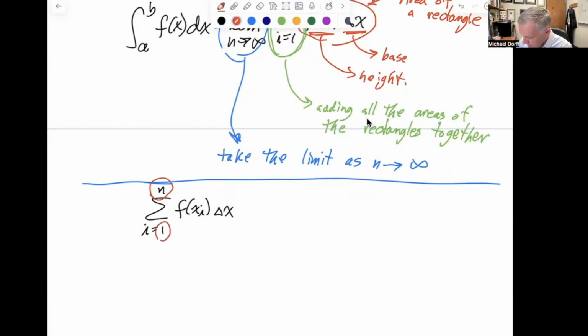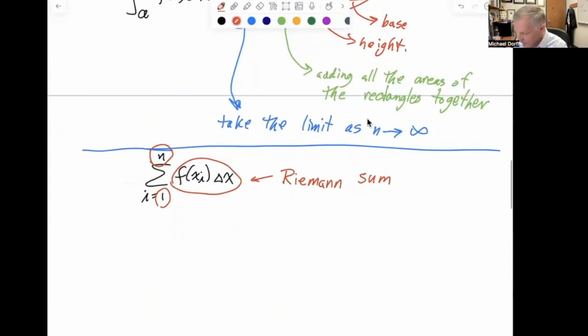We're going from 1 to n, so we have n rectangles, and these are all f of x_i times delta x. That's the area of one of the rectangles. And then the summation in front of it means I'm adding all those areas together. So I have the area of n rectangles there. This expression is called the Riemann sum, in honor of a German mathematician named Riemann.